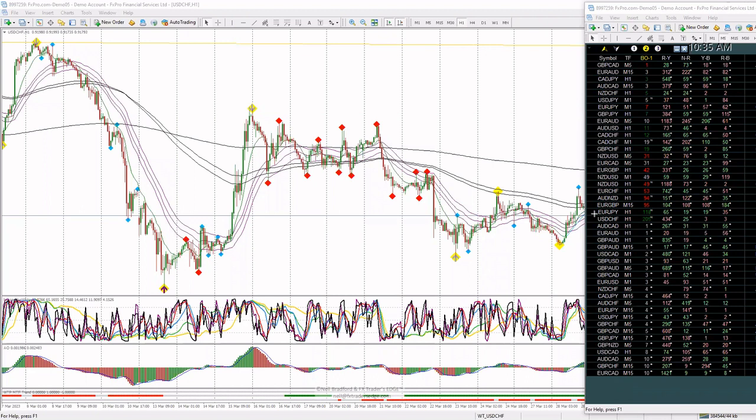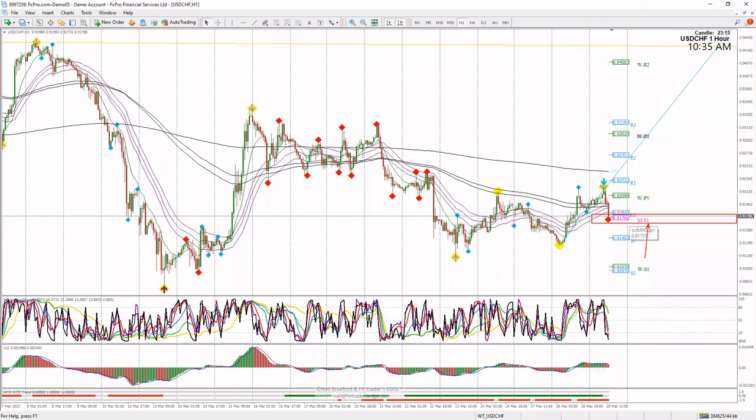And it's the dollar Swiss H1. And this first column is telling us that there is a trade opportunity here to go long. So that's exactly what we're going to do. Now, it's not ready quite yet.